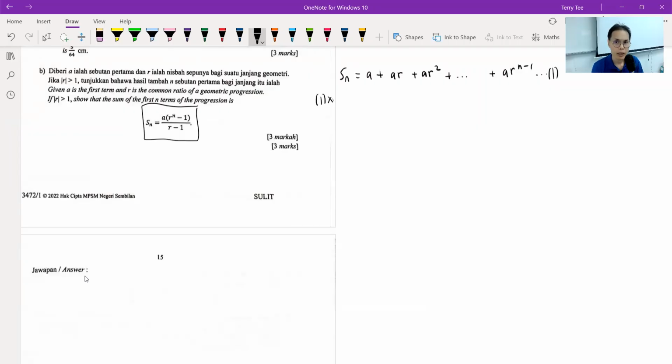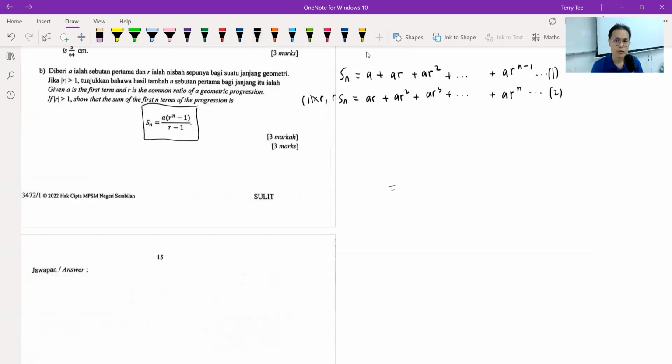Take equation 1 multiply by R. So when you multiply by R, what happens is this A becomes, okay, maybe I put this a bit closer. Equation 1 multiply by R, this is RSn. A times R, you get AR. AR times R, you get AR square. AR square times R, you get AR cube, and so on until the last term is AR^n. Just so you know, AR n minus 1, when you multiply by R power 1, it is actually n minus 1 plus 1, which is just AR to the power n. So this is your equation number 2.